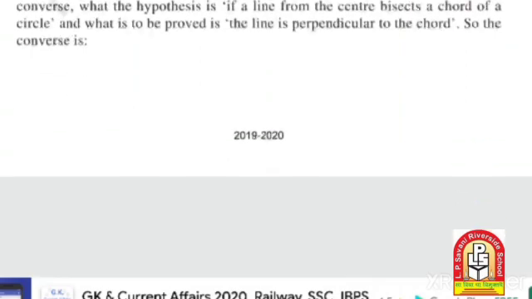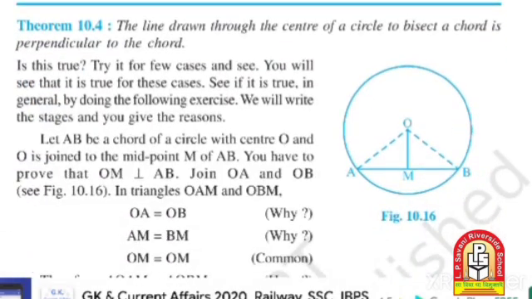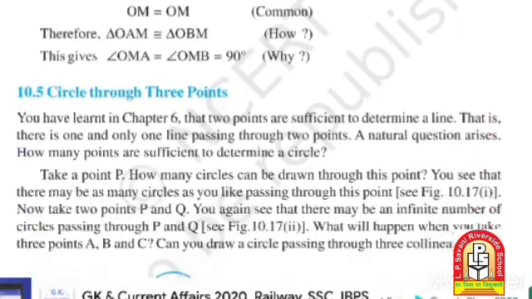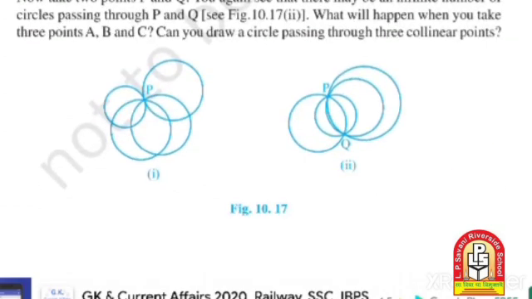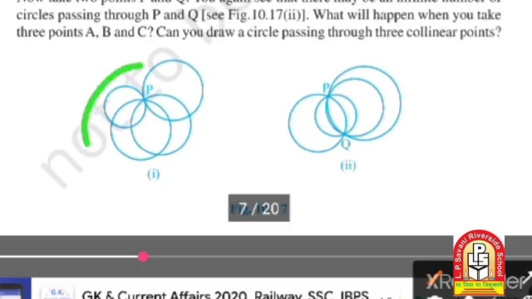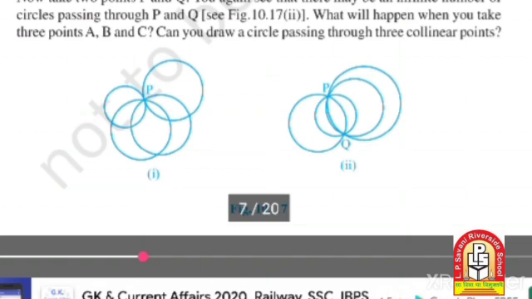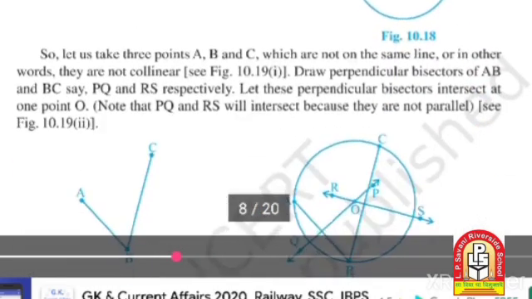examples and theorems we have to solve in this chapter. Then after 10.4, the line drawn through the center of the circle to bisect a chord is perpendicular to the chord. So this is also an important theorem. And then after next, the circle through 3 points. So how can we draw a circle through 3 points? This is an amazing phenomenon which we have to learn in the next lectures. So this is the introduction to this chapter which you have to learn.